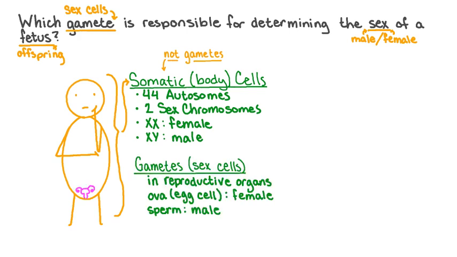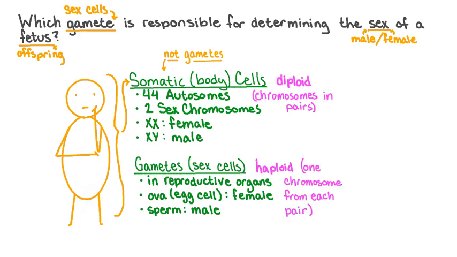Gametes, or sex cells, are the cells used for reproduction, and in humans they're only found in the reproductive organs. The ova, or egg cells, are found in the ovaries of females. Sperm cells are found in the testes of males. Somatic cells are diploid, meaning that they possess chromosomes in homologous pairs, one from each parent. Gametes are haploid, meaning that they only possess 1 chromosome from each pair to be passed on to their offspring.